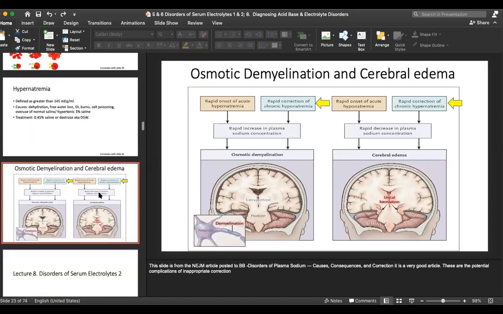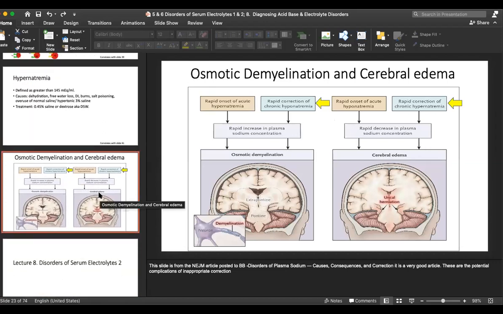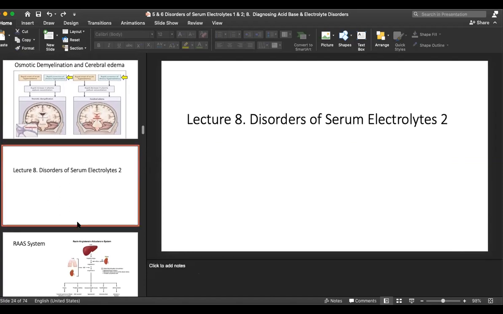Okay, so here's our osmotic demyelination. This is from this article, but basically this is really all I would know for the test: rapid correction of hyponatremia can cause this demyelination syndrome, which hurts the pons, with this uncal herniation. Okay, lecture 8.